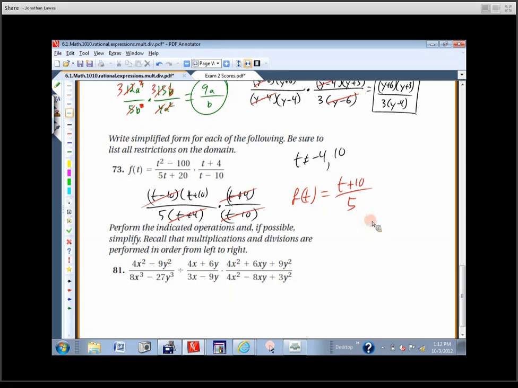If you just looked at the final result, does it look like anything's a domain issue? So why did we write down you can't plug in negative 4 and 10? Part of the original problem. Remember, it's the original problem that derives those domain issues. It's not the simplified version. Okay? If you graphed this, it would be a line, but it would have a couple holes in it. It would have a few places where there are no points, and they would occur at t equals negative 4 and t equals 10.